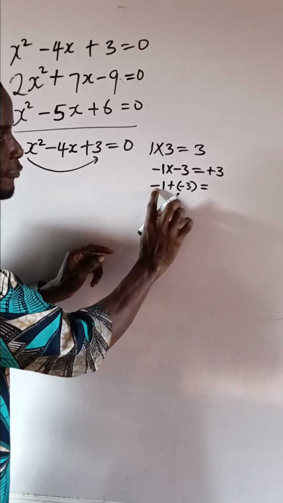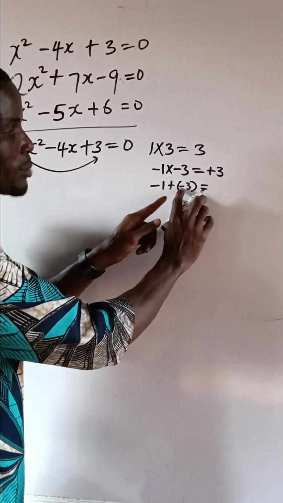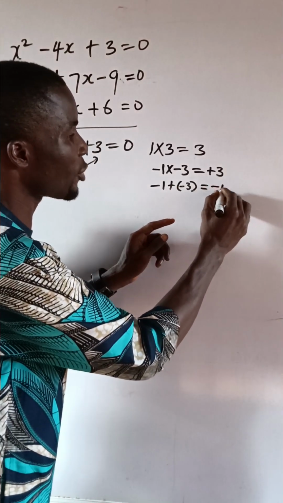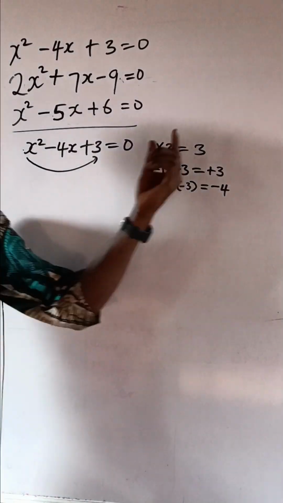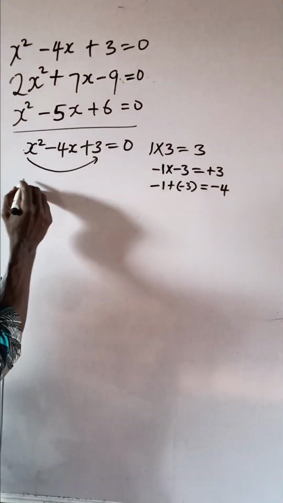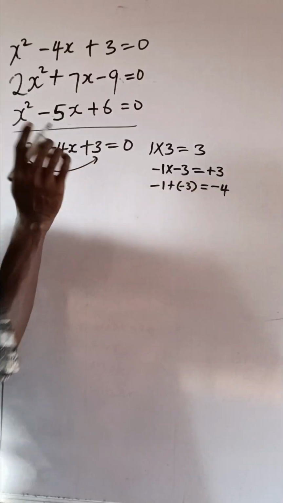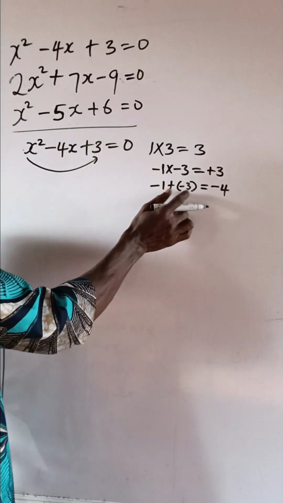Now, what do you have? Minus 1 plus minus 3 will give you minus 4. So these are the two numbers. The two numbers are minus 1 and minus 3. So let's put it here. Instead of putting this minus 4x, we are going to exchange it for this.